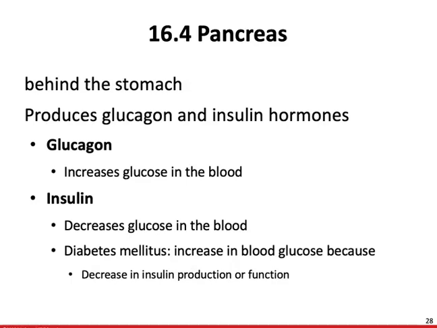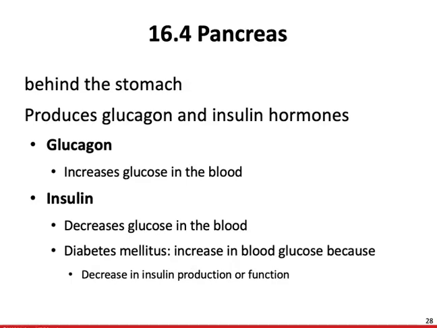Now, these two are going to have two antagonistic goals. So glucagon is going to be responsible for increasing the glucose in the blood. It's going to prompt the liver to convert glycogen to glucose and to form glucose from lactic acid and the amino acids. Insulin, on the other hand, is going to be responsible for decreasing the glucose in our blood.